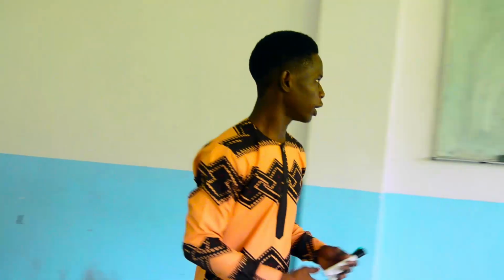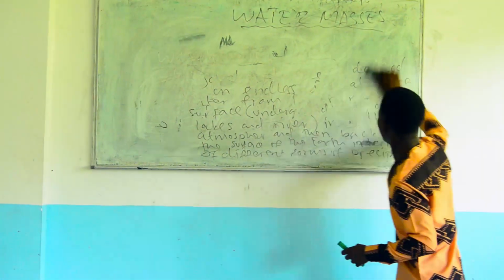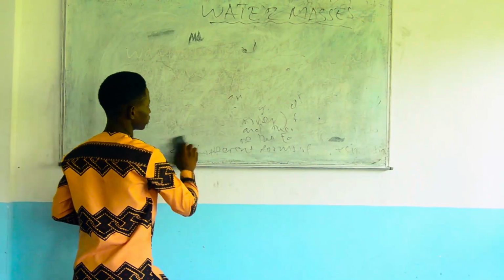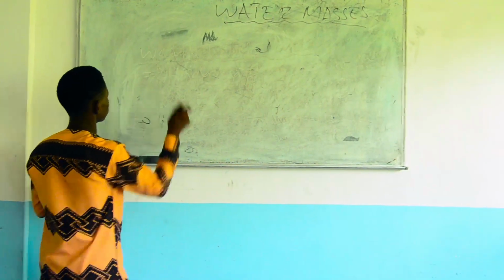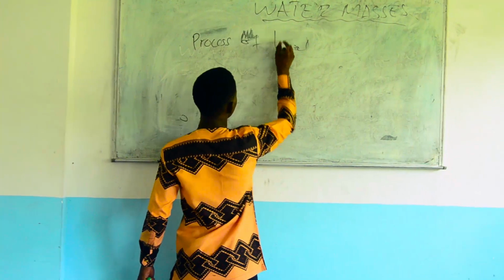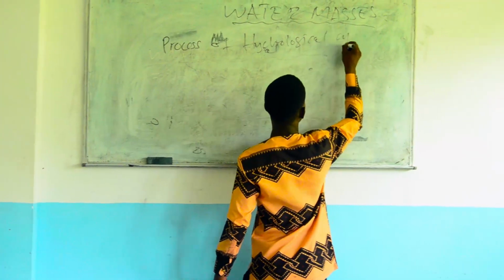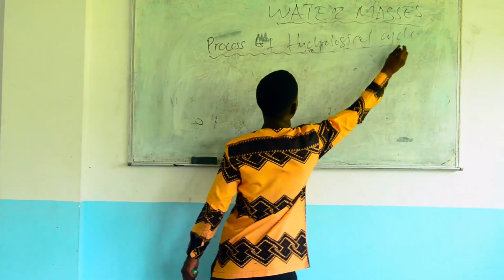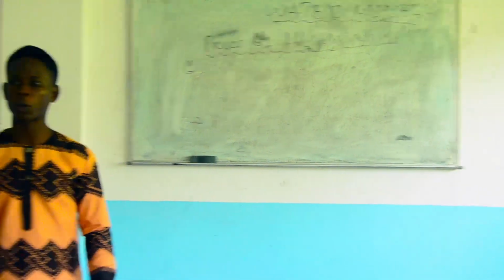That is the concept. So let's look at the processes which facilitate the hydrological cycle. I will be very fast because the concept is already explained. Processes of the hydrological cycle. The first process is called evaporation.